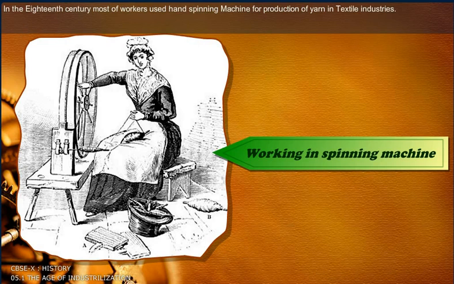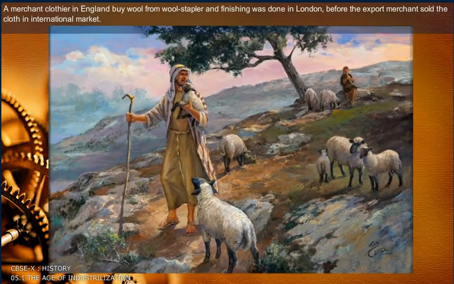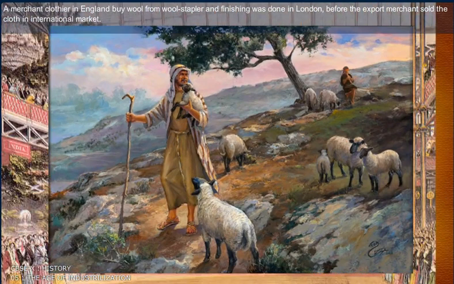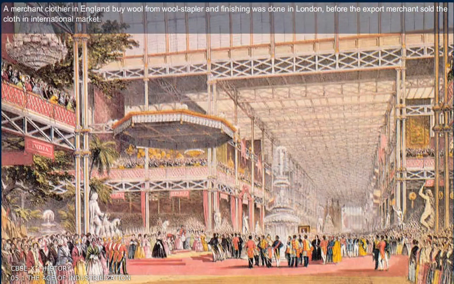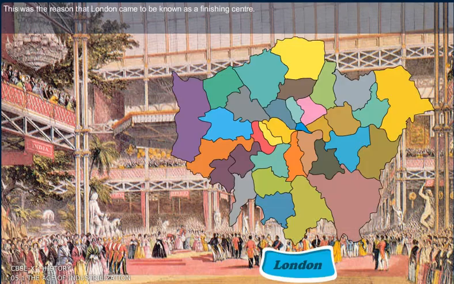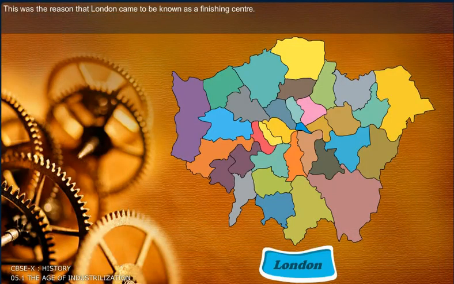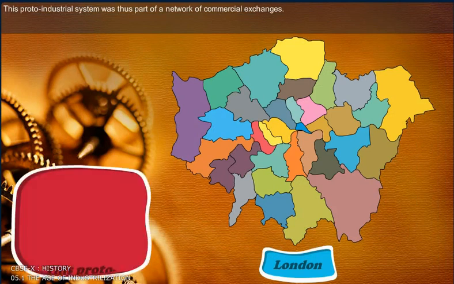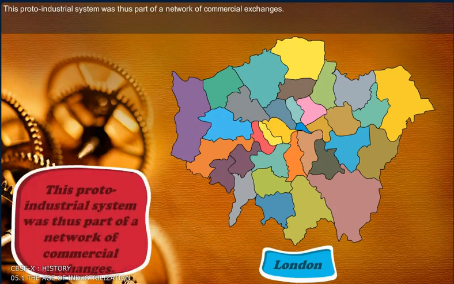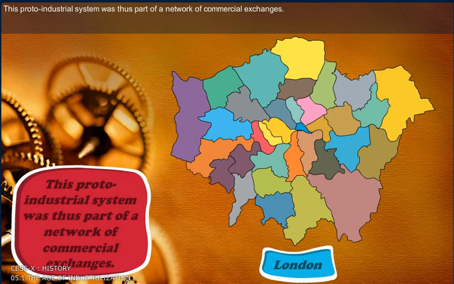In the 18th century, most workers used hand spinning machines for the production of yarn in textile industries. A merchant clothier in England bought wool from a wool stapler, and finishing was done in London before the export merchant sold the cloth in the international market. This was the reason that London came to be known as a finishing center. This proto-industrial system was thus part of a network of commercial exchanges.